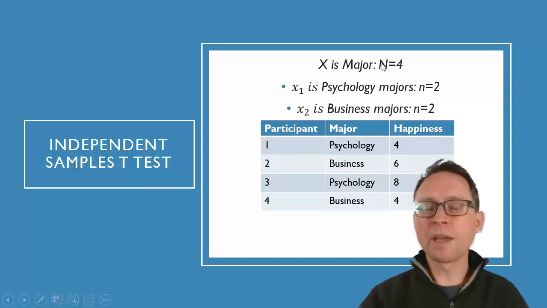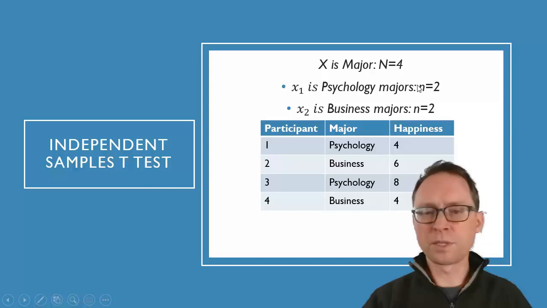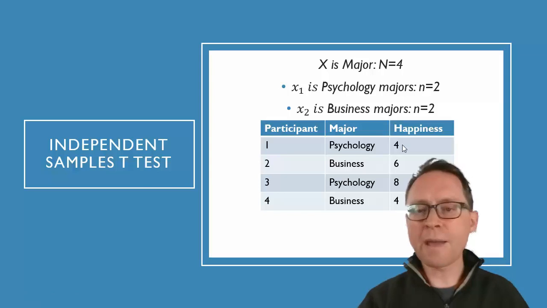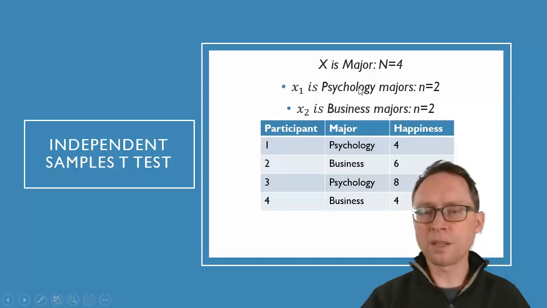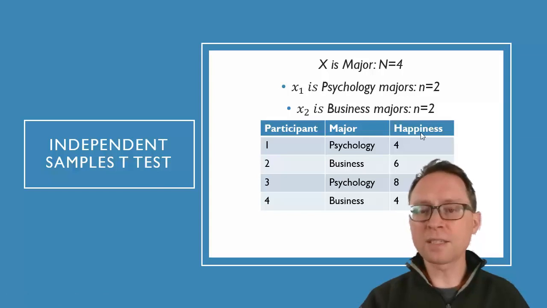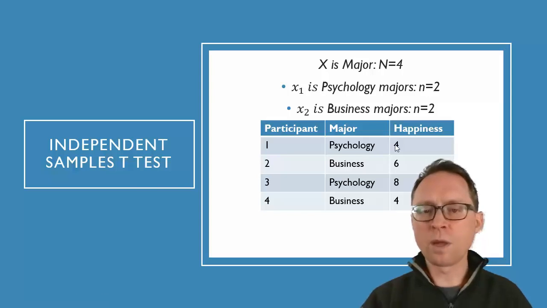Capital N, that's everybody in the sample. Lowercase n is the subgroup in this particular case. So when we look at this, X sub 1 means we're talking about happiness scores just for psychology majors. The sub 1 is the first group, psychology majors. X sub 2 means business majors, so we're looking at X, happiness, for the business majors only. So we have X sub 1, psychology major number 1, psychology major number 2. X sub 2, business major number 1, business major number 2.